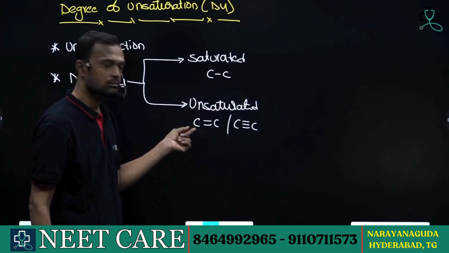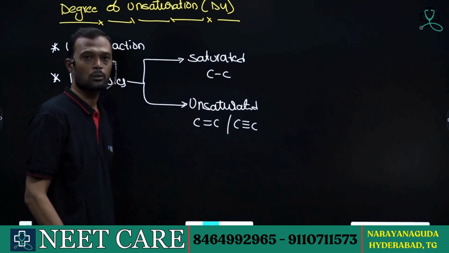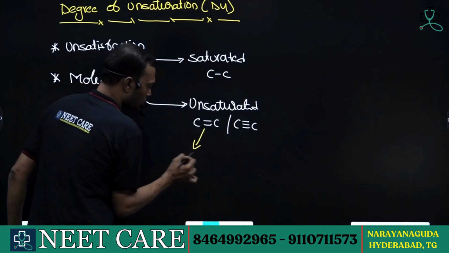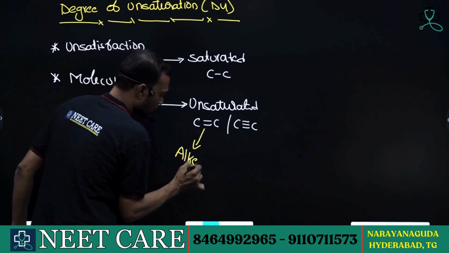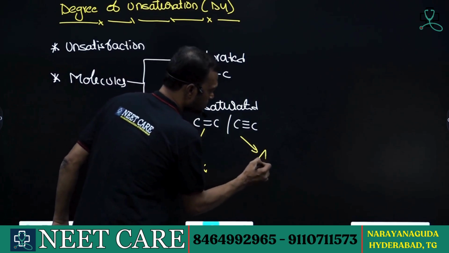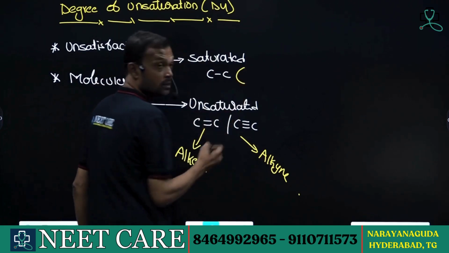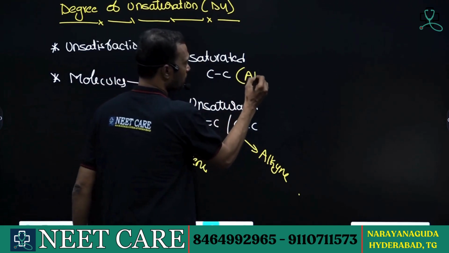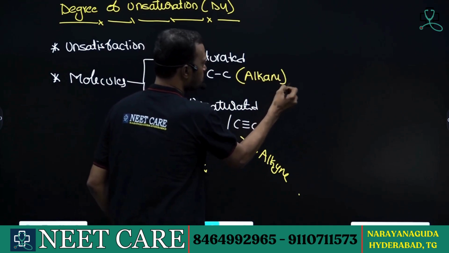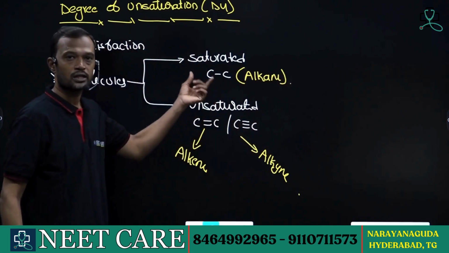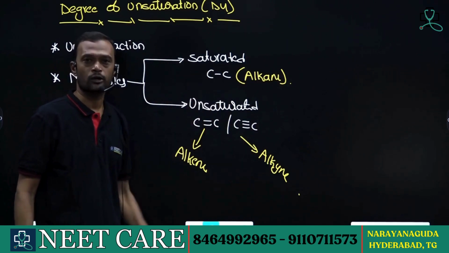Unsaturated in open system belongs to either double bond or triple bond. You people know a double bond is nothing but alkene, a triple bond is nothing but alkyne, and we know very well a carbon-carbon single bond is said to be alkane. So alkane belongs to this particular family. So we can say that alkanes are completely saturated molecules.